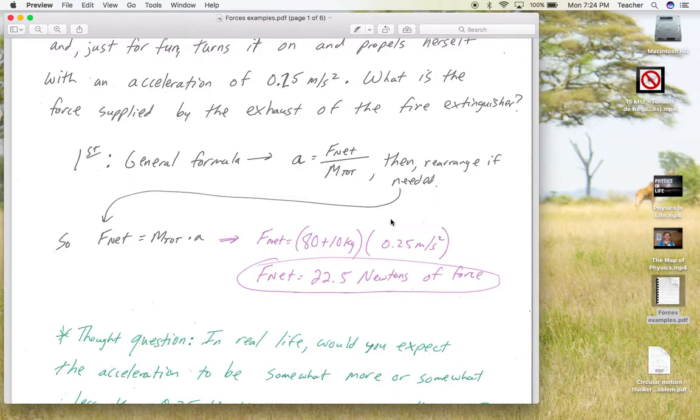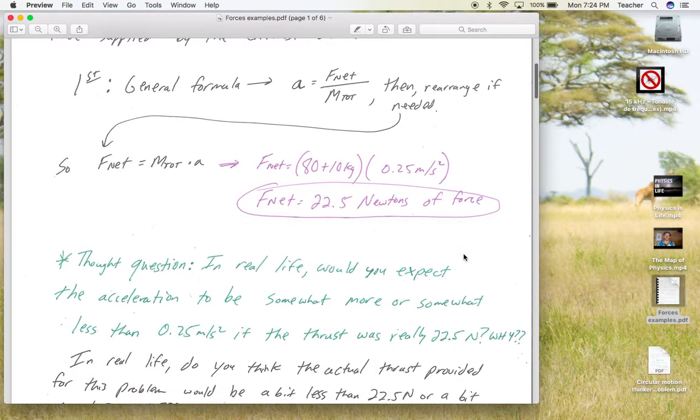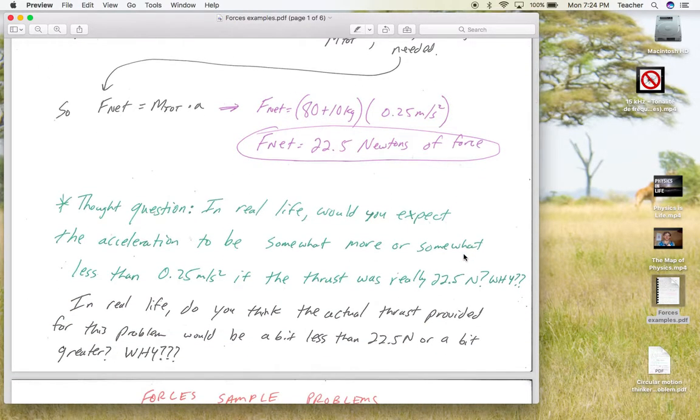And so to get the girl, the chair and the extinguisher to accelerate at that rate, you need 22.5 newtons of force. So in real life, the question is, would you expect the acceleration to be a little more or less than this? The thrust was really 22.5 newtons.